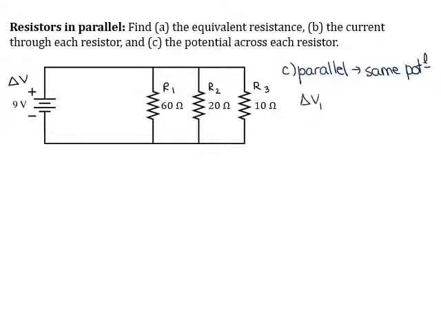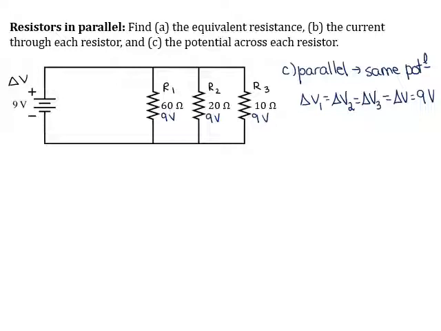So delta V across resistor 1 is the same as that across resistor 2, same as that across resistor 3, which is the same as that of the battery, which in the diagram is given as 9 volts. I'm going to label that in my picture. 9 volts, 9 volts, 9 volts. If I had lots of room, I'd probably go with 3 sig figs here and write 9.00, but I don't have a ton of room.